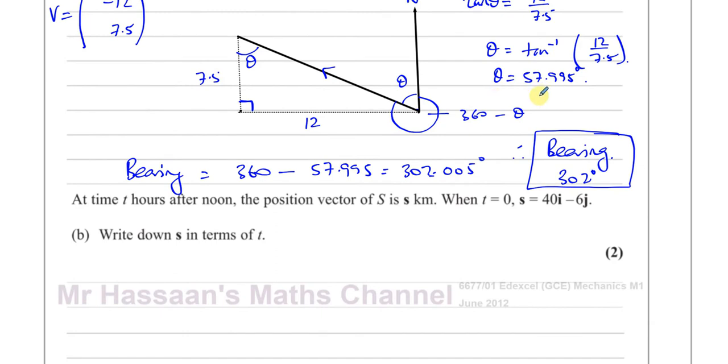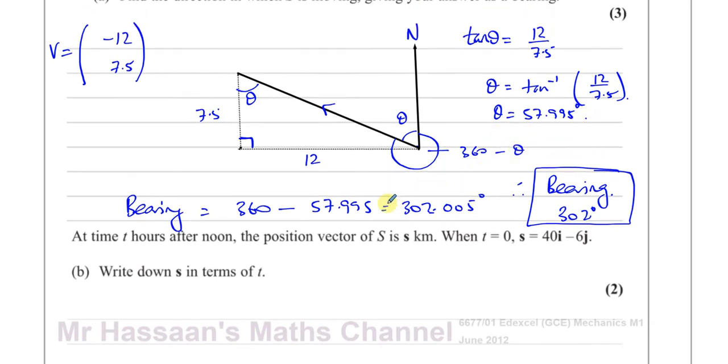Then it says, at time t hours after noon, the position vector of S is given by the vector s kilometers. That tells us its position with respect to the origin. When time equals 0, s equals 40i minus 6j. Write down s in terms of t. So that's what we have to do next. That's basically the position vector of the ship at time t.